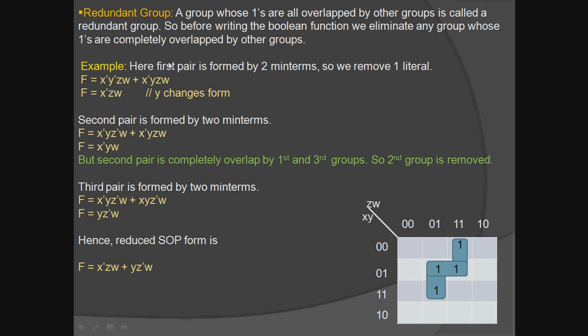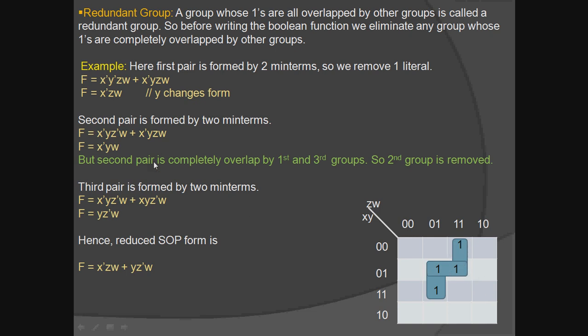So in the first pair, that is this one, here we have x complement, y complement, z and w, where 0 stands for x complement, 0 stands for y complement, and then z and w. Again on this side, x complement, y, z and w, right? Here y changes from y complement to y, so that's why we get this equation. And the second pair is formed by two minterms, that is this one.